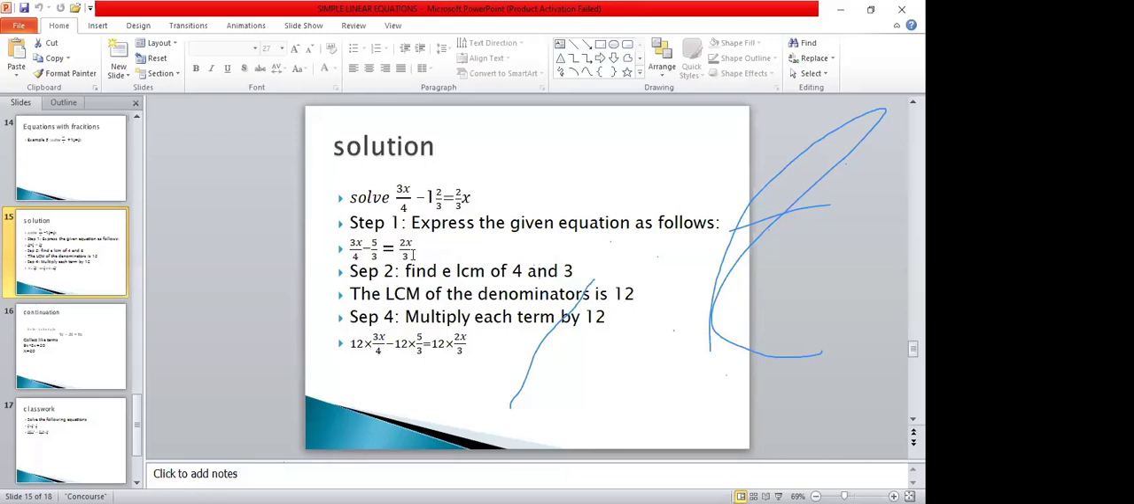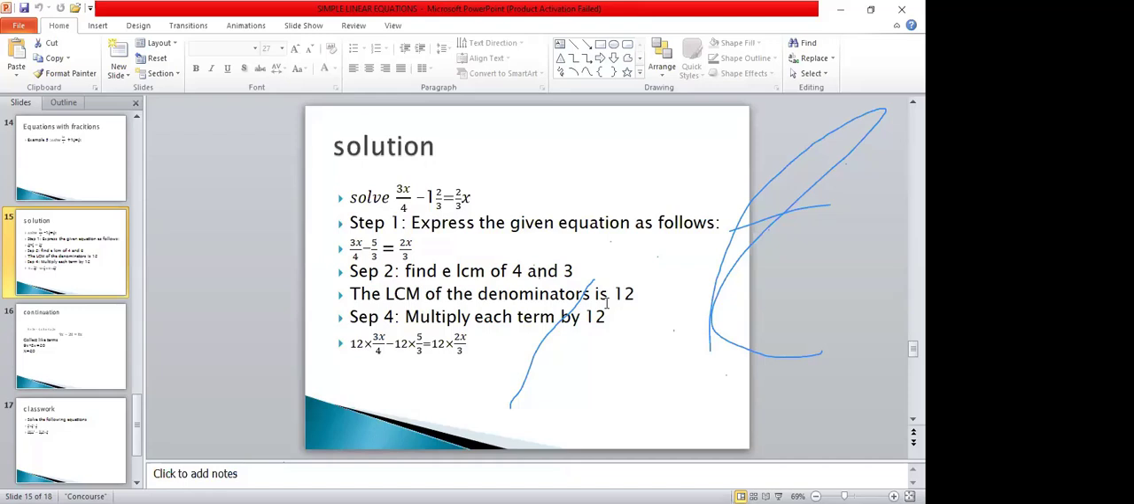Now, step 2, I told you, is that we should find the LCM. So let's find the LCM of the denominators. The denominators here are 4 and 3. We have 3 here, so we can just take one of them. So we have 4 and 3. Find the LCM of 4 and 3. The LCM of the denominators now is what? 12. I believe you know how to find the LCM.